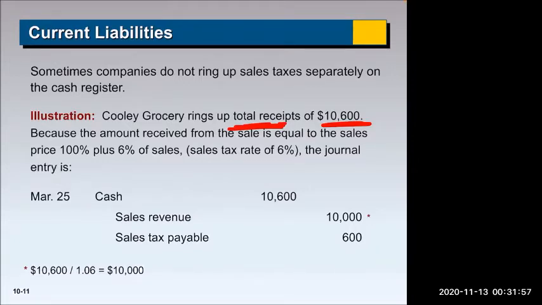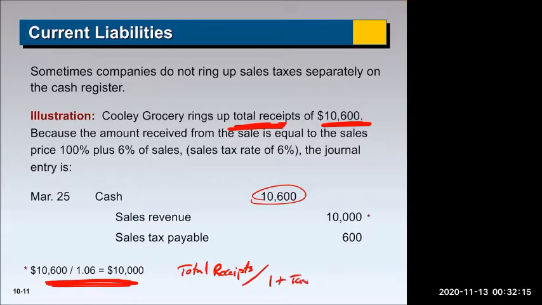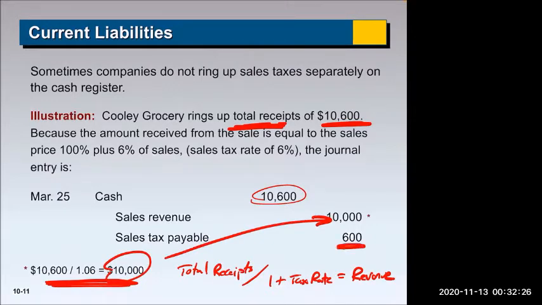But if we're given a total amount like this, 10,600, then if you look down here, what you have to do is take the total receipts divided by 1 plus the tax rate. And that's going to give us our amount of revenue. So if you look at this, I'm calculating 10,000. Well, that's the amount that goes into revenue. The rest of it is sales taxes that were collected.